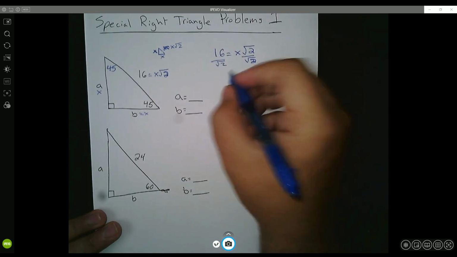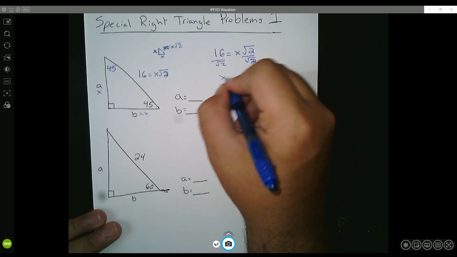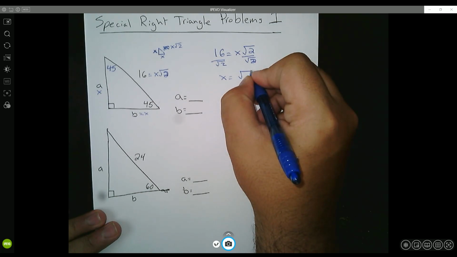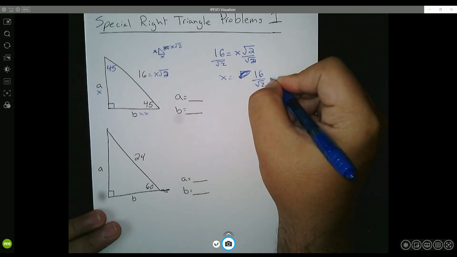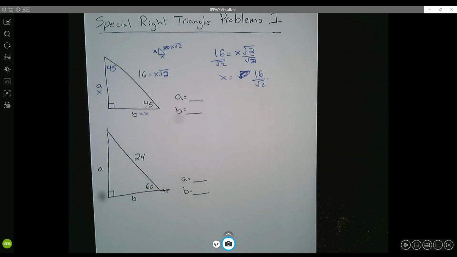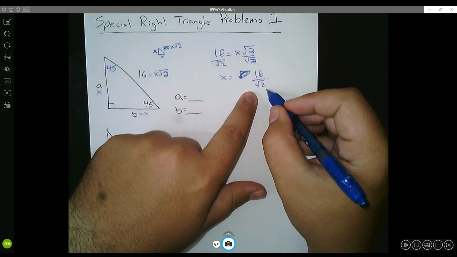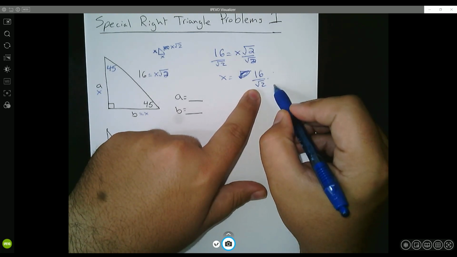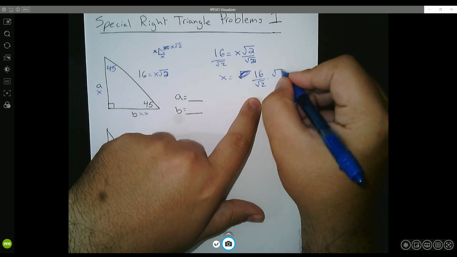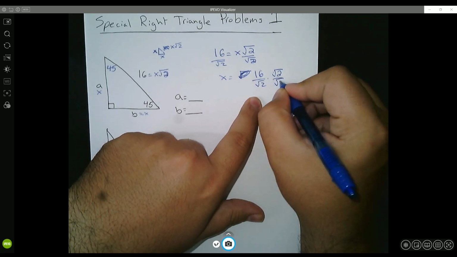We're left with x is equal to 16 over the square root of 2. Now, the rule is you can't have a radical on the bottom. It's bad manners in math to have radicals on the bottom. So we need to rationalize this. What you do in that case is take this radical and multiply it on top and on bottom, square root of 2 over the square root of 2.